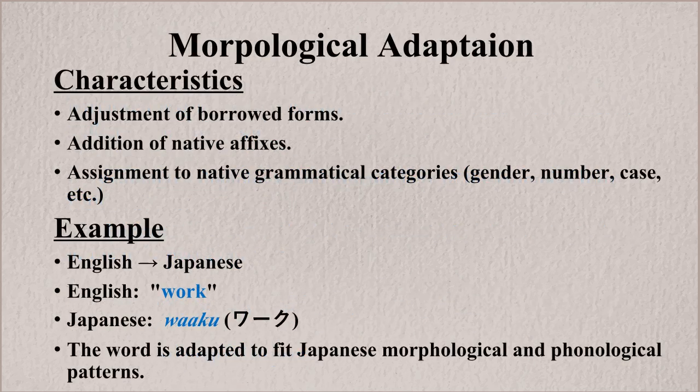So, the characteristics of this structural aspect are: it is the adjustment of borrowed forms by modifying the shape or pronunciation of a loanword, adding native affixes, and assigning it to grammatical categories such as gender, number, or case. Let's take an example. The English word work is borrowed into Japanese as waku, where its form has been altered to fit Japanese phonological and morphological patterns, making it compatible with the structural constraints of the language.